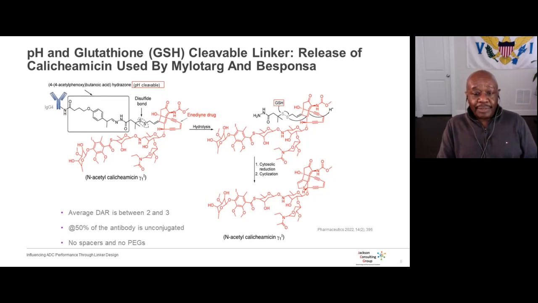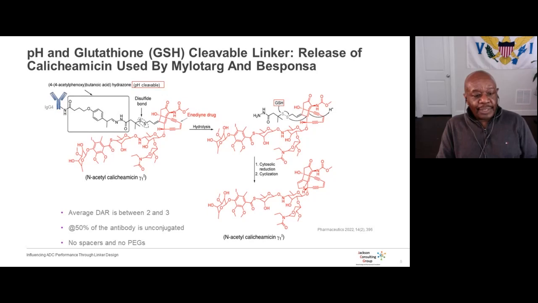After hydrolysis, the glutathione comes into play, and glutathione will cleave this disulfide bond here, thus resulting in the actual release of the fully functional colchicine payload. A couple of other things I want to point out for this ADC in particular is that it's an average DAR between 2 and 3, so the average of 2 or 3 drugs per antibody.